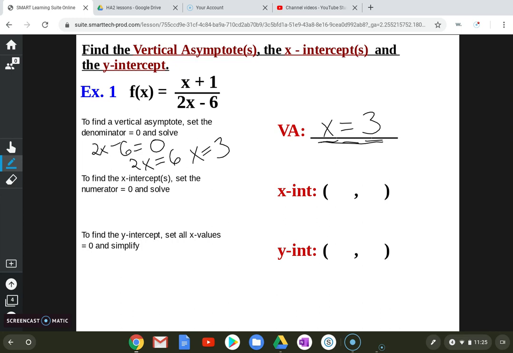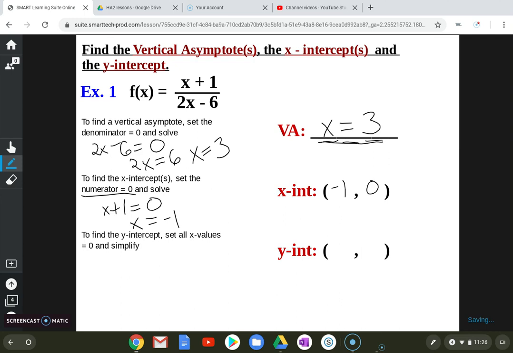To find x-intercepts, you set the numerator equal to 0 and solve, because x-intercepts are where y equals 0, right? So you're really setting y equal to 0, but y is 0 only where the top is 0, not the bottom. If the bottom is 0, we have a vertical asymptote. If the top is 0, we have a true 0. So we end up with an x-intercept of negative 1, 0, because our x is negative 1 when our y is 0.